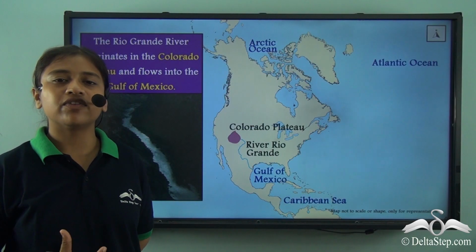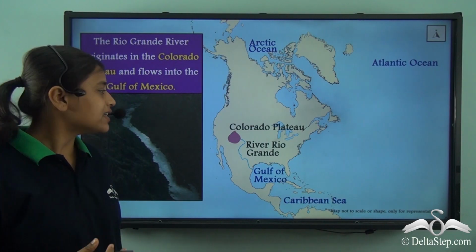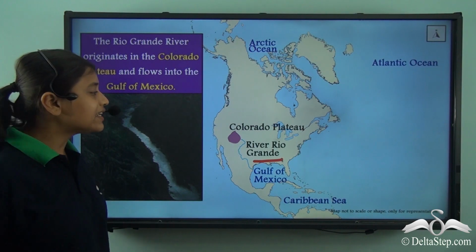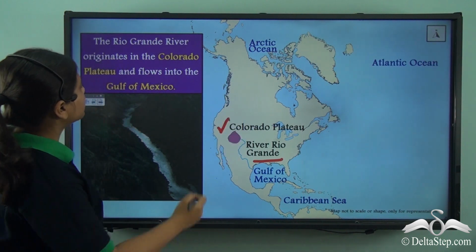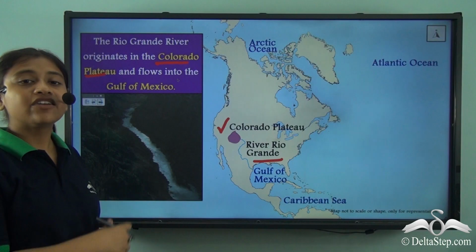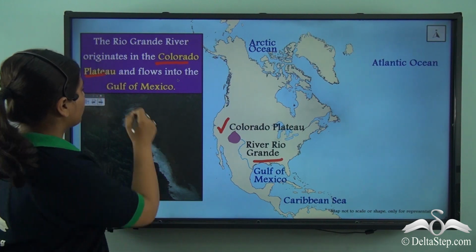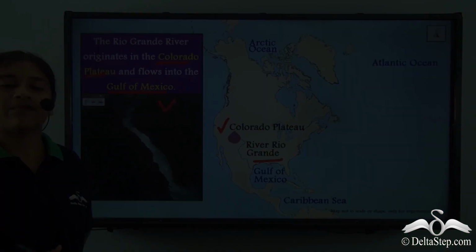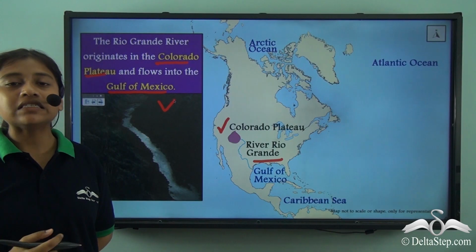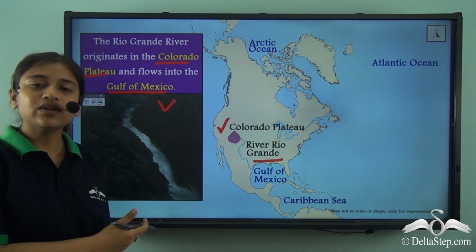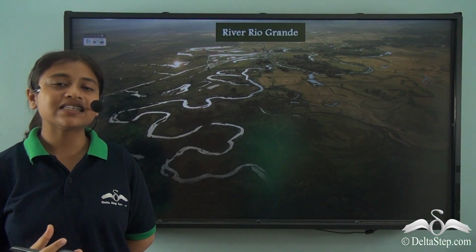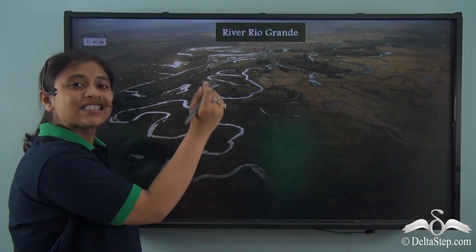Another significant river of the river system of the continent is River Rio Grande. Now River Rio Grande originates in the Colorado Plateau and it flows into the Gulf of Mexico. So here we have a picture of Rio Grande. This is one of the major rivers of the continent that originates in the Colorado Plateau and ends into the Gulf of Mexico. Now this river is an interesting one as it moves in a single channel with a snake-like movement.